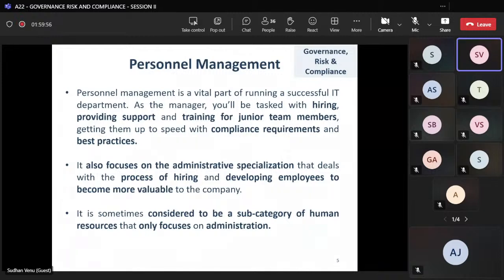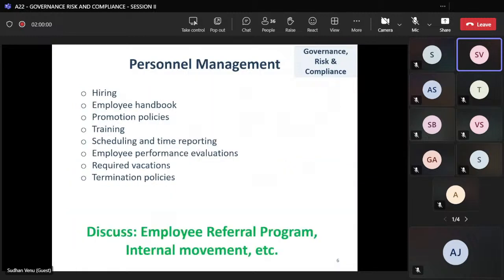And sometimes it's considered a subcategory of human resources that only focuses on administration. And these are the personal management things: hiring, the employee handbook, promotion policies, training, scheduling and time reporting, employee performance evaluations, required vacations, and termination policies. Everything else comes under personal management.